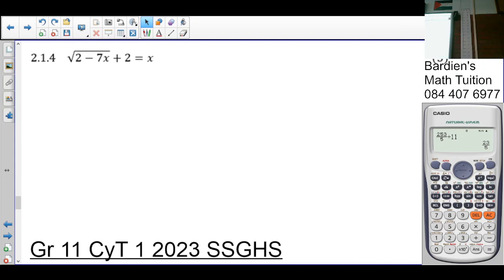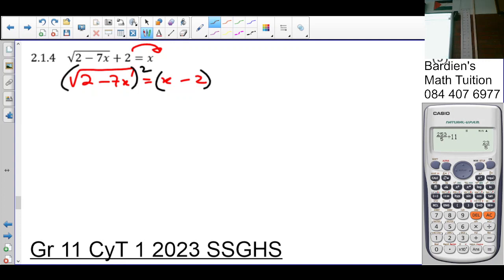So the first thing here is we need to isolate the x. Not so? So it's going to be the root of 2 minus 7x equals x minus 2. So what do I do now? Get rid of the root. We square both sides. So that cancels and that's what I want. So it's 2 minus 7x is equal to first term squared, x squared, minus 4x plus 4.